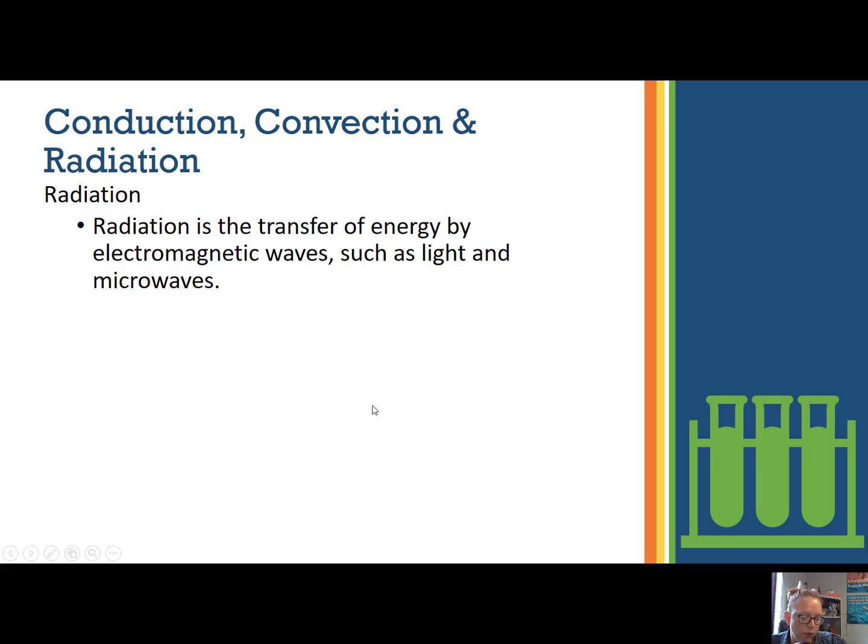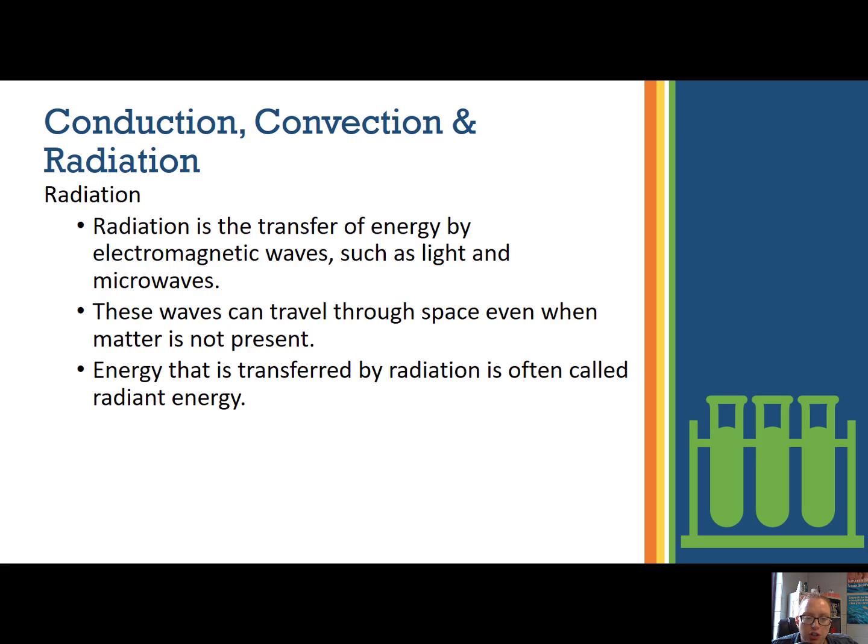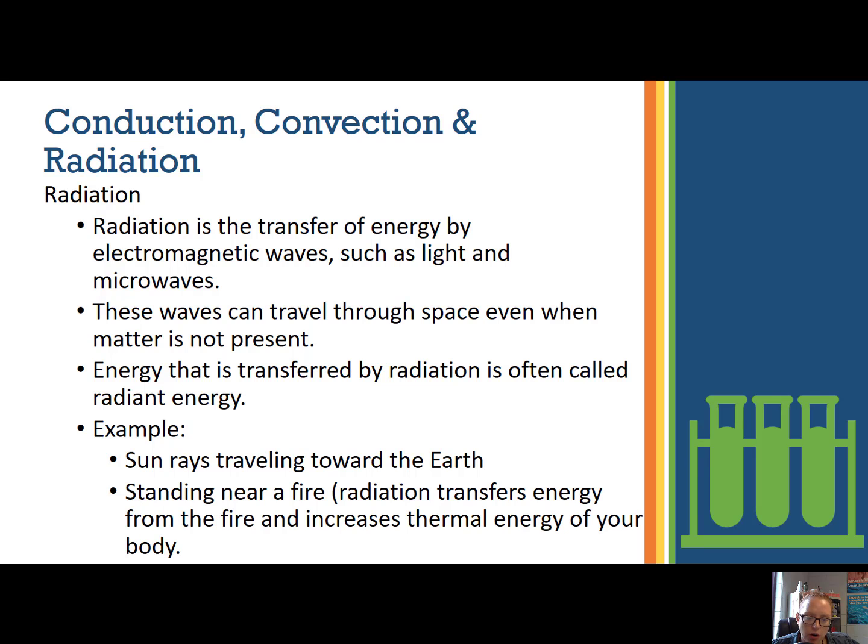Now let's talk about the last form of thermal energy transfer, and that's radiation. Radiation is the transfer of energy by electromagnetic waves such as light and microwaves. These waves can travel through space even when matter is not present. Radiation is the only type that can actually travel through outer space. Energy that is transferred by radiation is often called radiant energy. And an example are sun rays traveling towards the earth. Also, fire is an example of radiation transferring energy from the fire and increasing the thermal energy of your body.